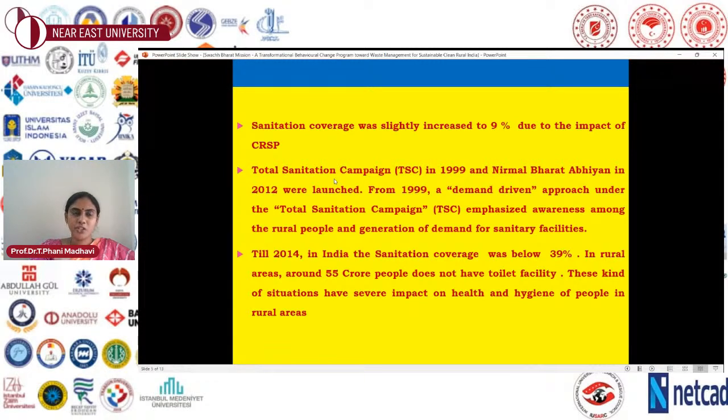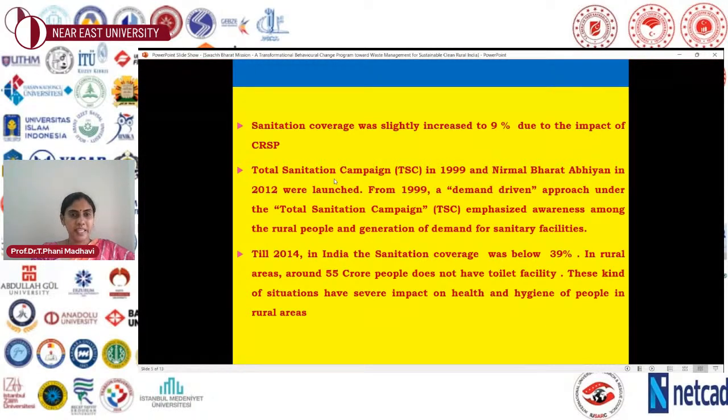The main objective of this Total Sanitation Campaign was to provide a quality life and to maintain sanitary facilities in association with government agencies. So from 1999, the demand-driven approach under this campaign created awareness among rural people about the importance of cleanliness and neatness.